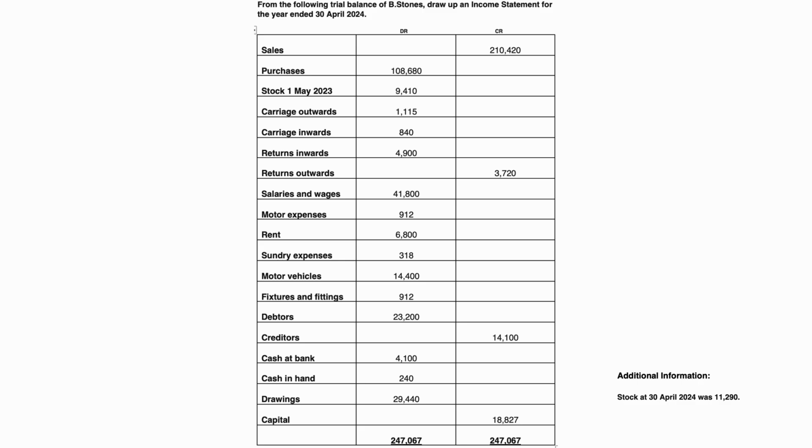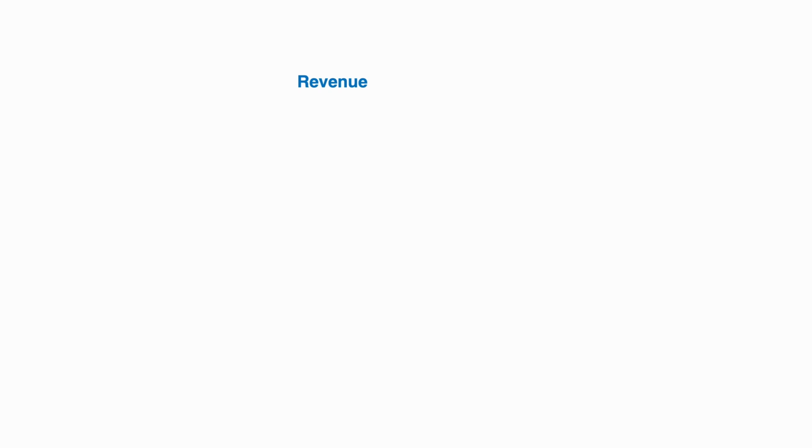Here's an easy way to remember the layout of an income statement. First, we start off with revenue. Sometimes instead of seeing the word revenue, you could see the word income or sales. The next step is to subtract cost of goods sold from revenue. Subtracting cost of goods sold from revenue gives the gross profit. The next step is to subtract operating expenses from the gross profit to get net profit.